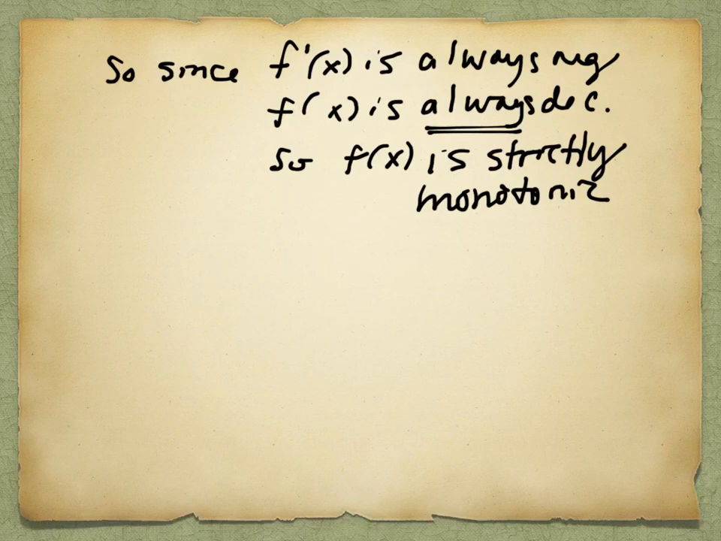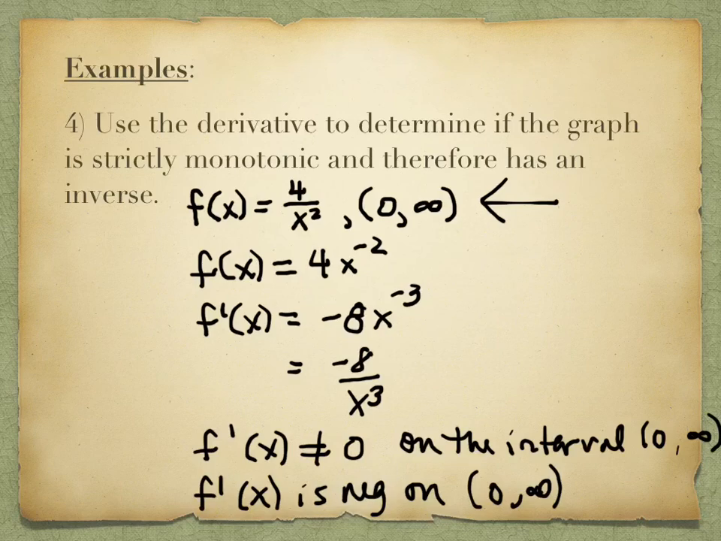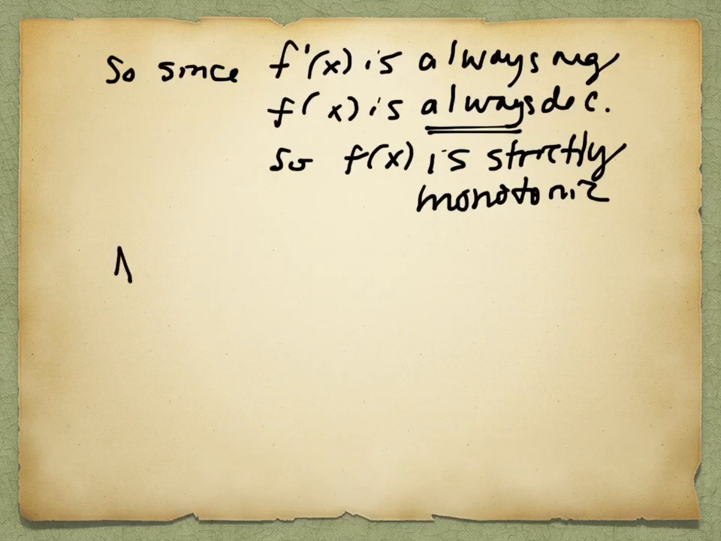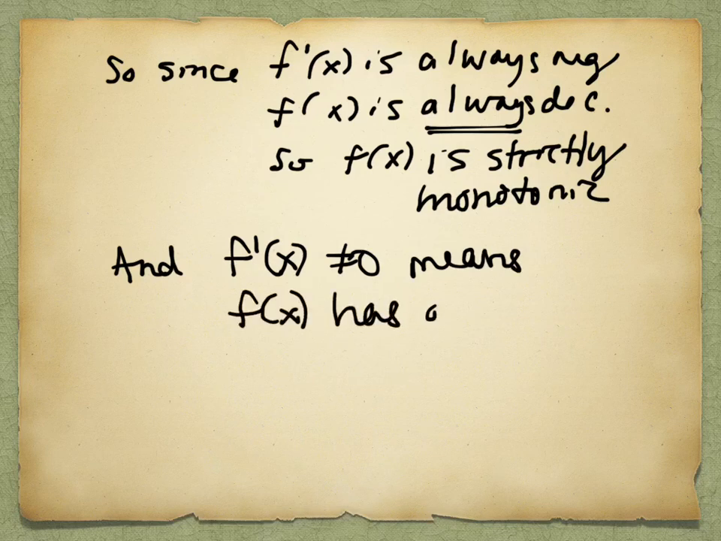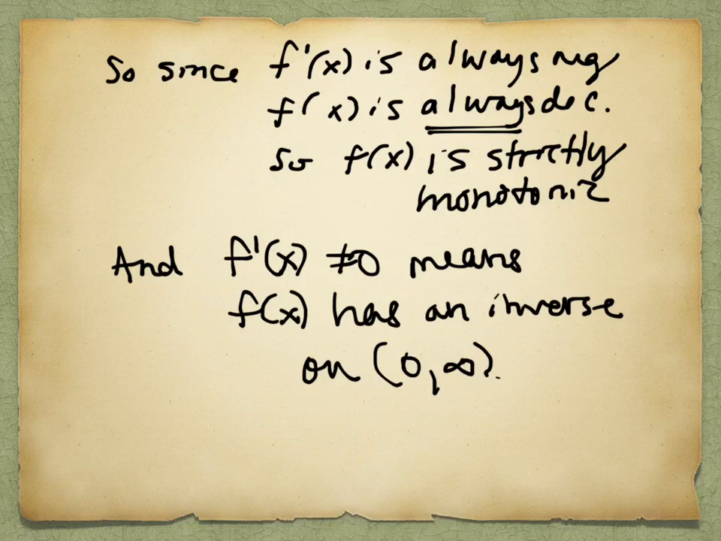All right, and we already said that it has an inverse, right? Let me actually write that down. And f prime of x not equaling 0 means f of x has an inverse on the interval 0 to infinity, or you could say on that domain. Any questions on that one? Okay.